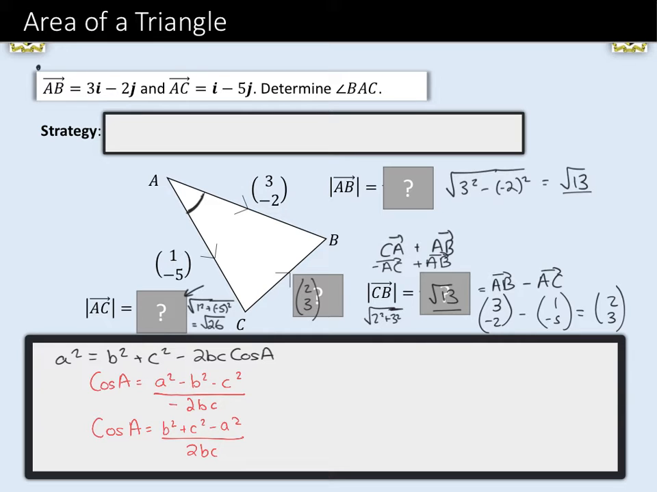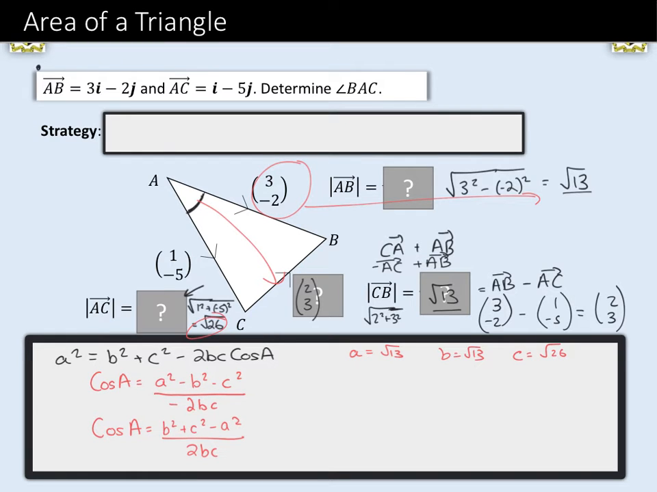So we're saying that A is opposite here. So A is going to be, and remember we're using the lengths, not the vectors here. So A is going to be root 13. Let's say that this side here could be B. So A to B could be B. So that will be root 13 too. And then C is root 26.